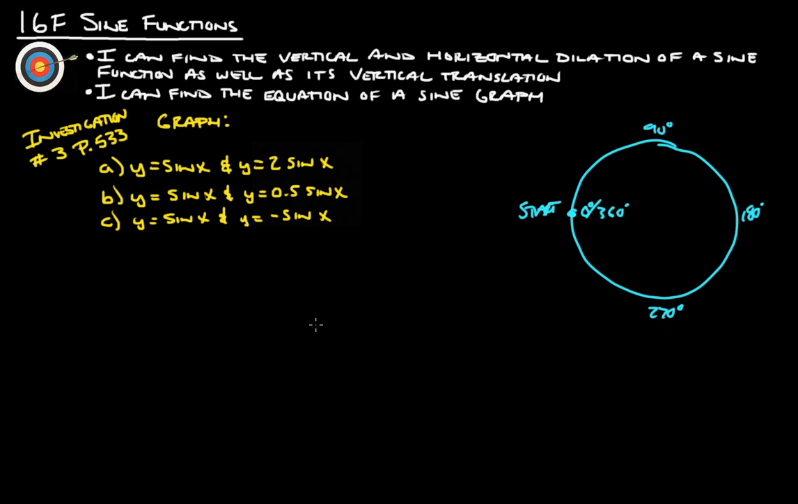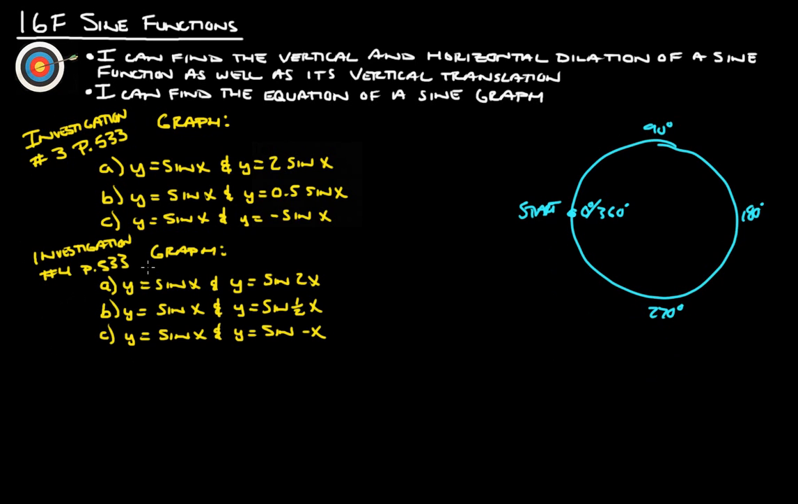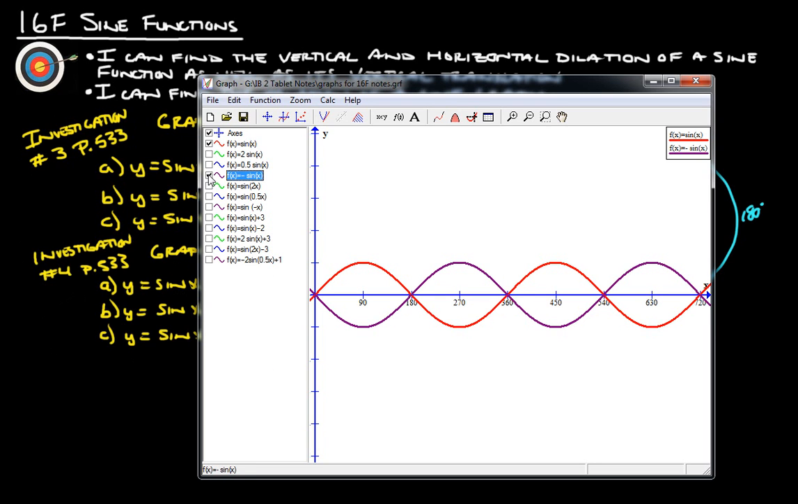All right, so that's investigation 3. Let's take a look at investigation 4, page 533. Now, instead of the number being in front of the sine x, we're going to see what happens when it's in front of the x. So here are our graphs.